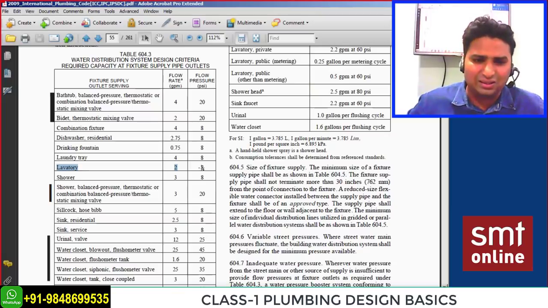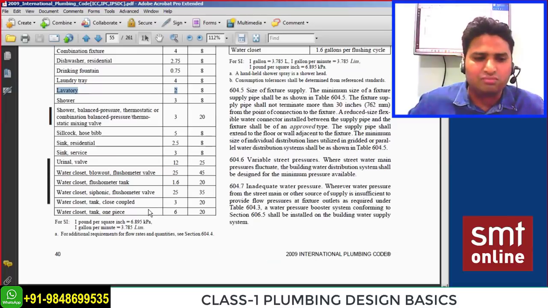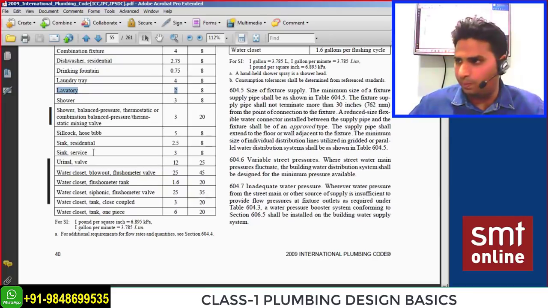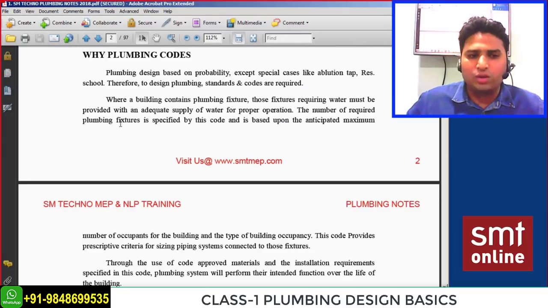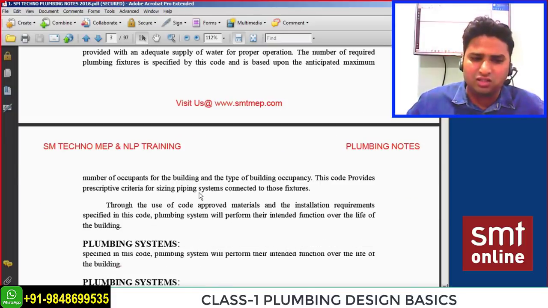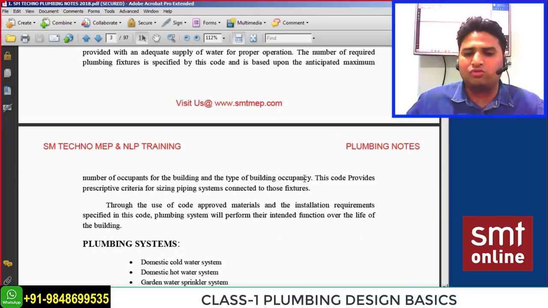So by this I can say the GPM, I mean the flow, and the pressure is predefined for the maximum fixtures. If you see over here, WC, urinal, sink, service, in terms of residential and service, that means he has given both, either commercial or residential. So the pressure and flow is predefined. This is clear. Now the number of required plumbing fixtures is specified by this code. That means in this code I'll be getting the minimum number of fixtures, and it is based upon the anticipated maximum number of occupants for the building and the type of the building occupancy.